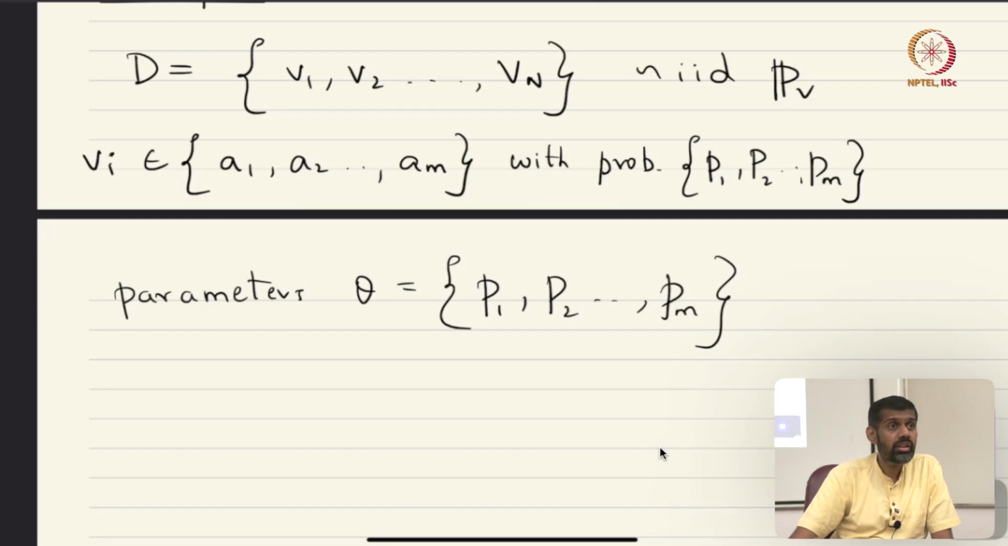Why binomial? See, this is not binomial. Binomial is multiple independent trials of a Bernoulli random variable. This is not a Bernoulli random variable. This is a random variable that can take m values. It is not even multinomial. People call it multinoulli, just the extension of Bernoulli. It is just a general discrete random variable.